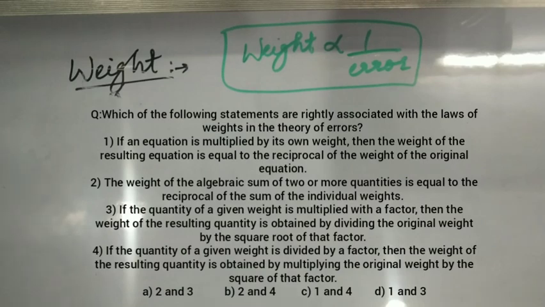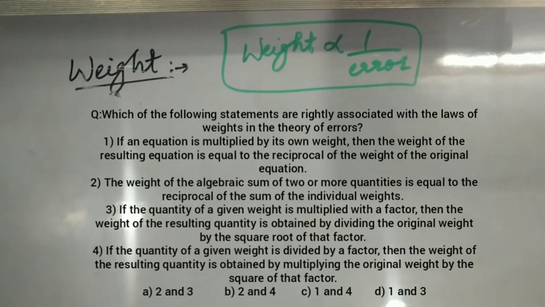The first option says, if an equation is multiplied by its own weight, then the weight of the resulting equation is equal to the reciprocal of the weight of the original equation. Second option says the weight of the algebraic sum of two or more quantities is equal to the reciprocal of the sum of individual weights. Third option is, if the quantity of a given weight is multiplied with a factor, then the weight of the resultant quantity is obtained by dividing the original weight by the square root of that factor.